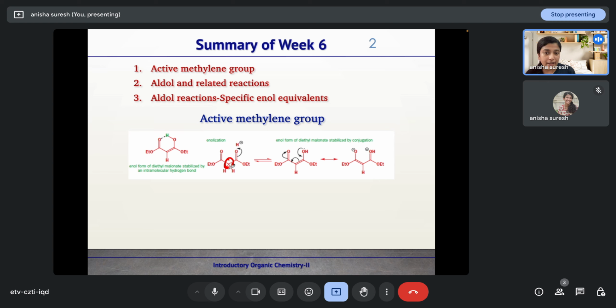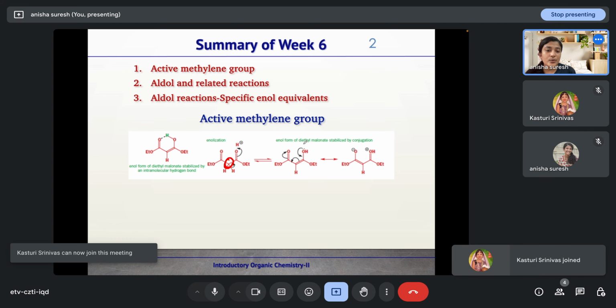group. Its pK value will be less as the anion that will be formed will be stabilized by both of these carbonyl compounds. So as you can see here, once the proton is abstracted, this double bond will be forming, and this carbon-carbon double bond will break and it will lead to forming enol. So here the enol form of diethyl malonate is stabilized by conjugation.